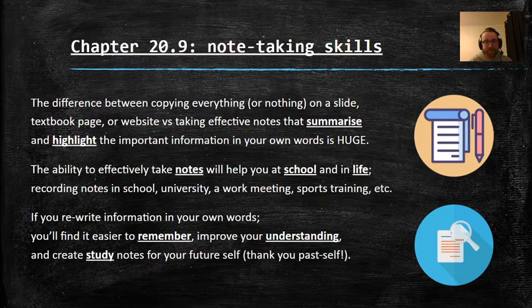If you rewrite information in your own words as opposed to just copying down information, there's a difference between taking notes and copying notes. You'll find it easier to remember because it's what you've thought of. It's your thoughts. It's easier to remember your thoughts than someone else's. It'll improve your understanding. You're going to remember something and understand something if you're the one who came up with it, as opposed to the textbook or Mr. Tapley. And you'll be creating study notes for your future self.